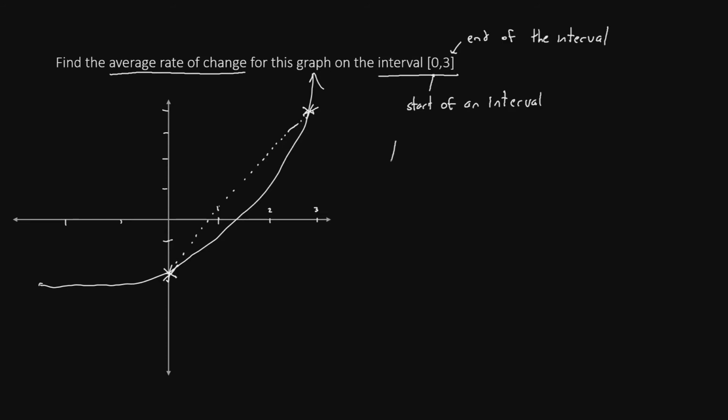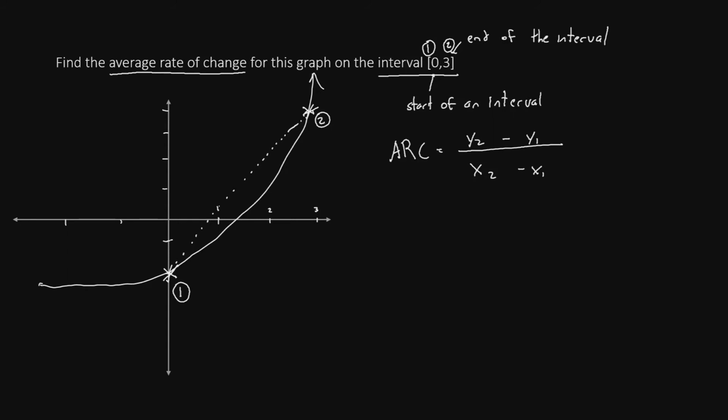To find average rate of change, what we'll need is the equation for average rate of change, or ARC as it's sometimes called. We need to take y2 minus y1 over x2 minus x1. We'll call the place where x equals 0 point 1 because that's the number that was given first. And the point at x equals 3 will be point number 2 because that's the point that was given second, where 1 represents the start of the interval and 2 represents the end of the interval.